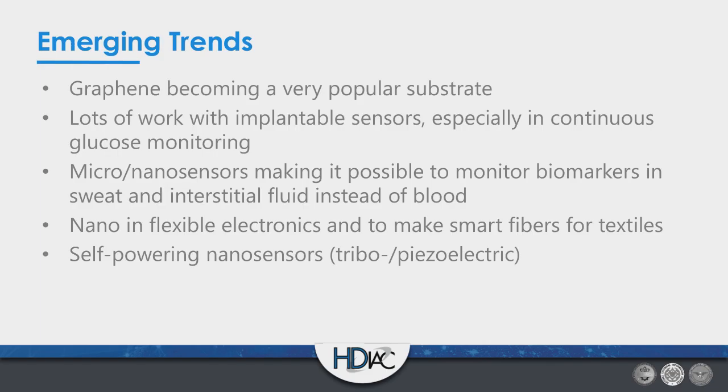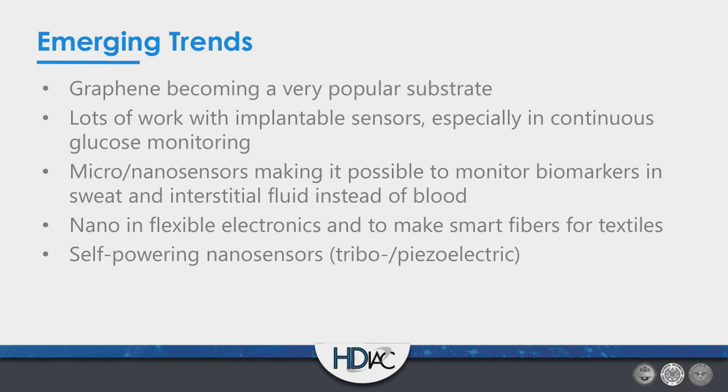So move on to slide 30, where we'll talk about emerging trends in this area. One thing that's fairly clear in the report, we didn't necessarily touch on it too much here, is that graphene has become a very popular substrate for sensors. Not necessarily that it's replacing silicone, but it's becoming a lot easier to work with and more interesting to explore. There's been a lot of work with implantable sensors. We see this a lot in diabetes care with glucose monitoring, but maybe we're going to get to the point where we see this with other biomarkers as well.